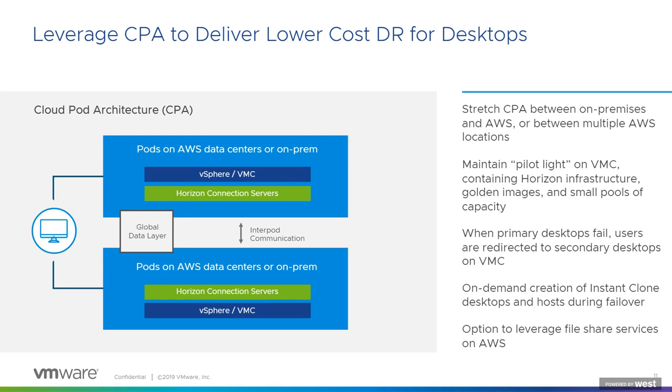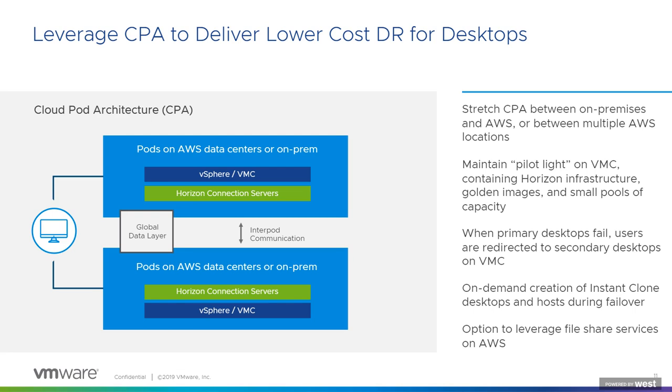Now, how do we leverage CPA and Horizon 7 to deliver low-cost DR for desktop, right? The idea here is, again, going back to the basics of CPA, that we want to stretch CPA between on-prem sites and AWS. And you can also do this between multiple AWS locations, right? Like I said, CPA is really location agnostic. And so when you do that, now the primary site and the secondary site that's on VMC are in a federation.